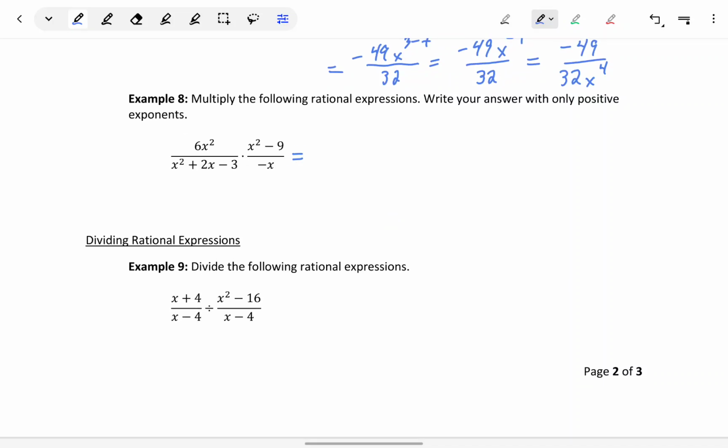Example 8 will be similar, except now we'll have some factoring to take care of. We can rewrite this as 6 times x squared times x squared minus 9 all over x squared plus 2x, that should be minus 3, times negative x.